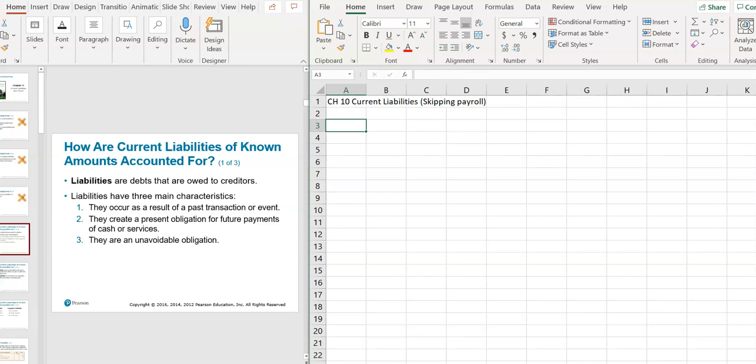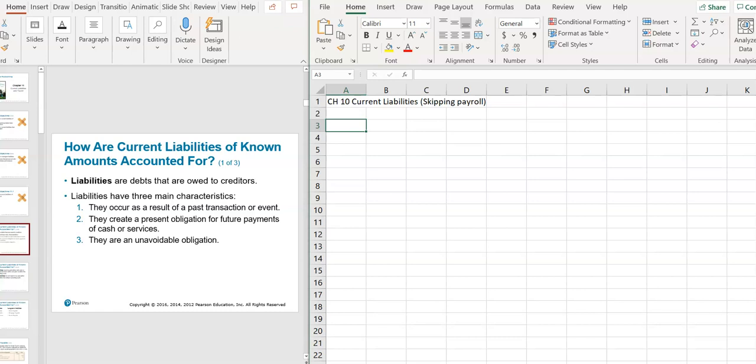So chapter 10, remember the PowerPoint is chapter 11, so don't let that confuse you. Chapter 10 talks a little bit more about current liabilities. We're going to cover it briefly. We've done a lot of it already throughout the semester and the other chapters, but we will add a few more things in that we haven't talked about before.